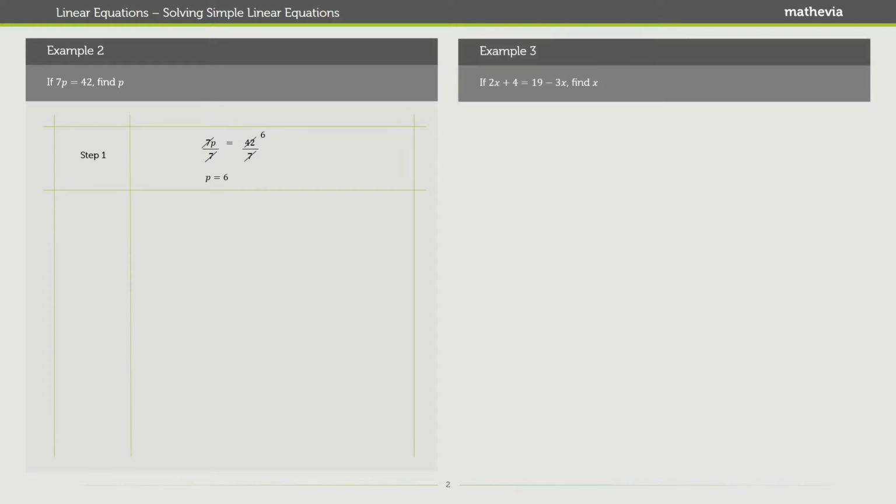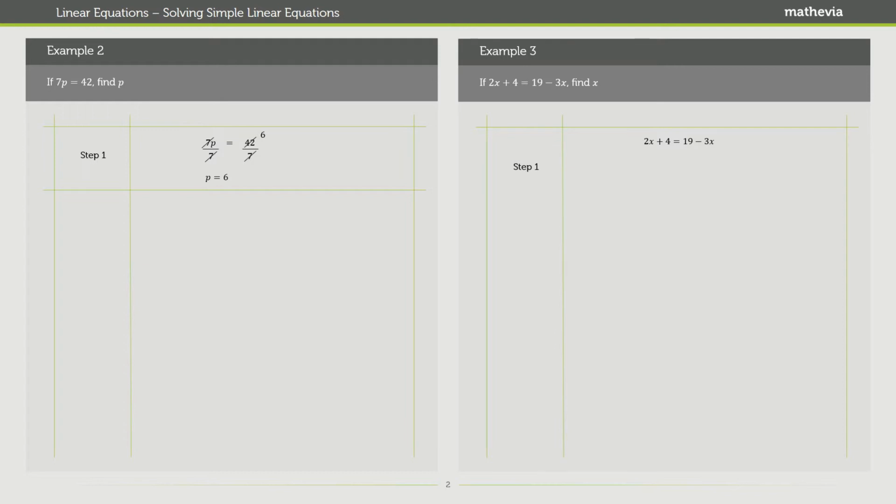Example 3. Ooh, example 3 looks very interesting. So we have, if 2x plus 4 equals 19 minus 3x, find x. What we have here is a mix. We have numbers multiplying the variable, and numbers added or subtracted from the variable. How do we approach this? So we have 2x plus 4 equals 19 minus 3x.